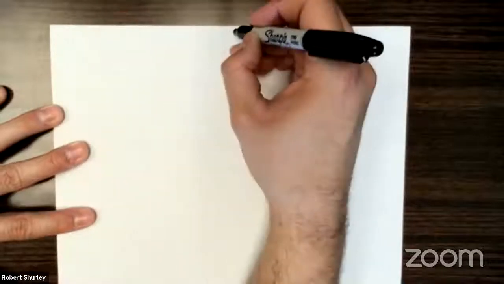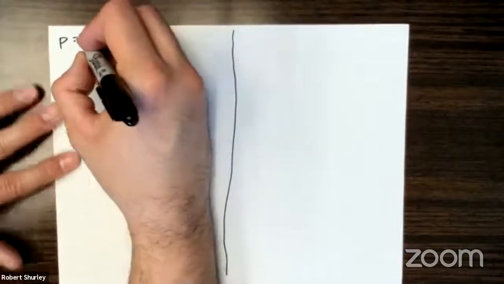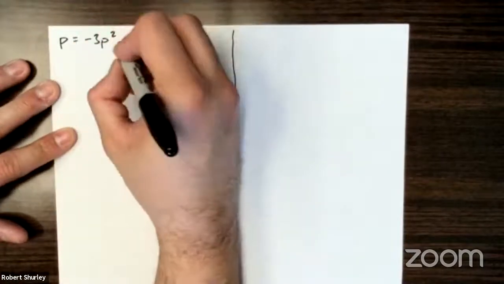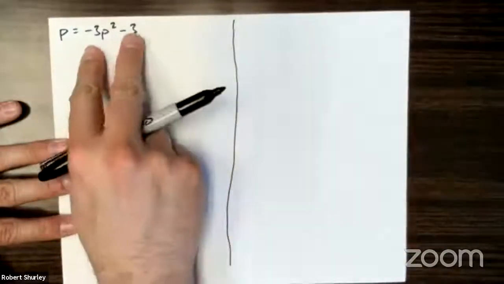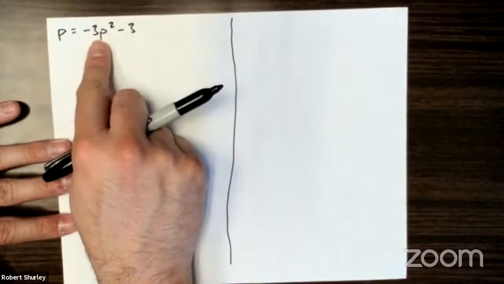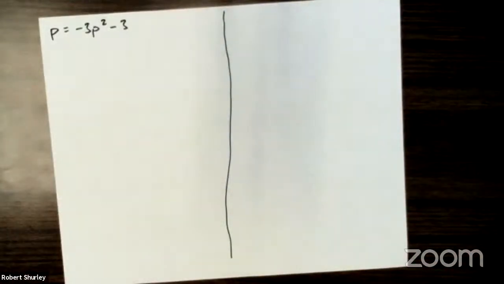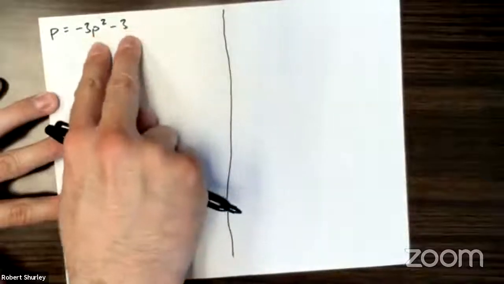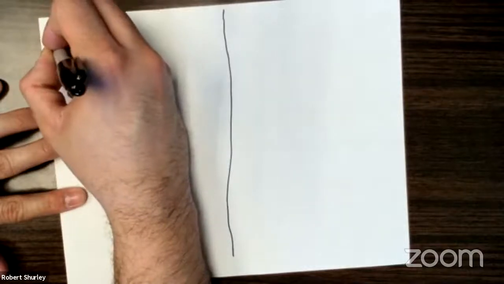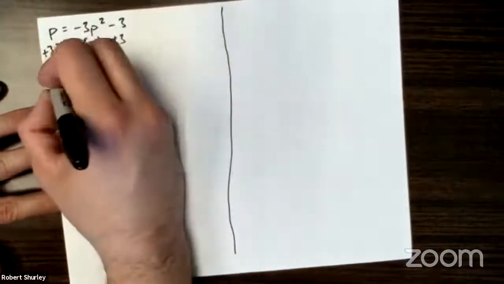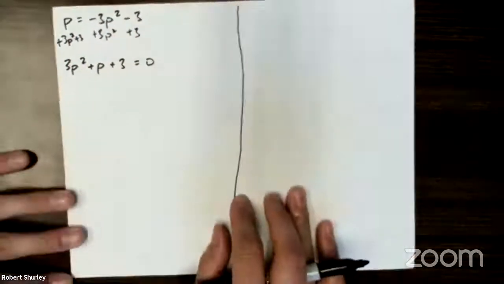Okay, so this is a weird looking one. Let's say we've got p equals negative 3p squared minus 3. Again, we have to have 0 on one side of the equation, right? I want a positive p squared. Negatives make the equation kind of goofy, and they make it harder to simplify. So to get rid of that, I'm going to move both of these to the other side. So I'm going to add 3p squared to both sides and the 3. Okay, so I'll wind up with 3p squared plus p plus 3 equals 0.